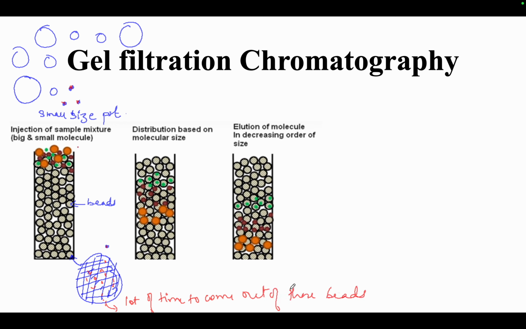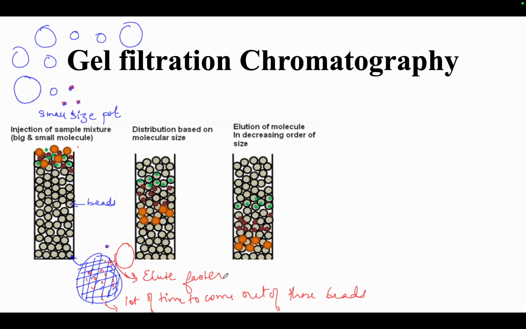whereas when the protein is of huge size, they will not go inside the small pores of the beads. They will just slide off the beads, from the side, they will not go inside, and they will elute faster.